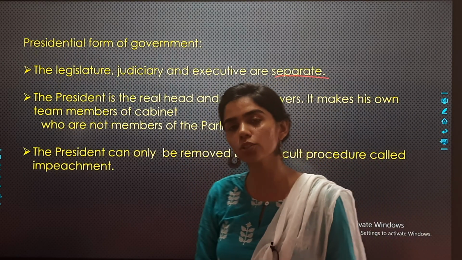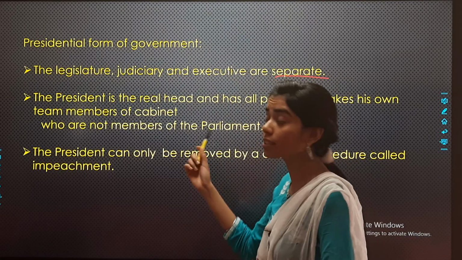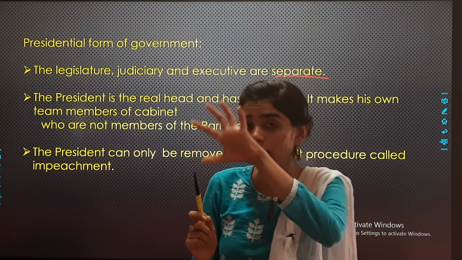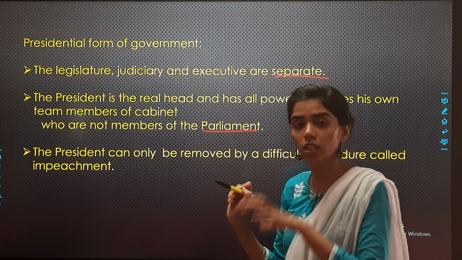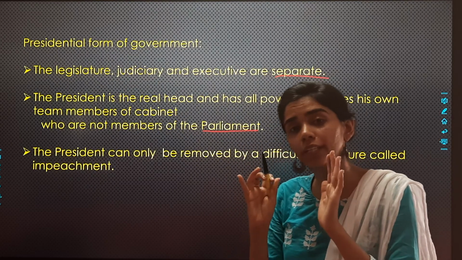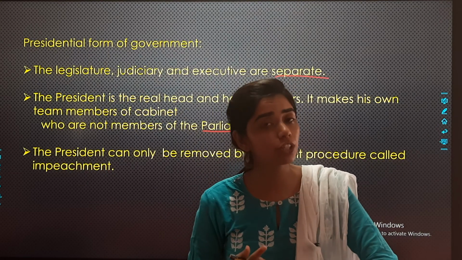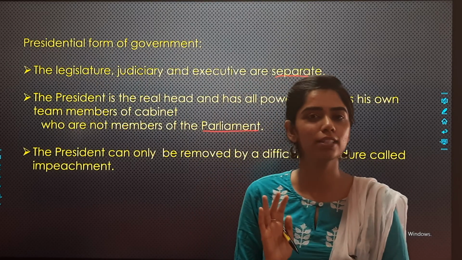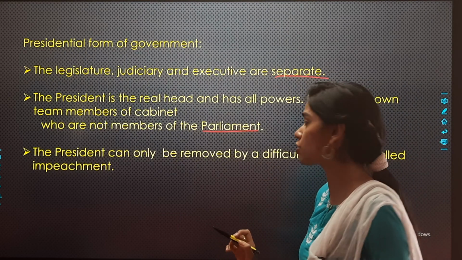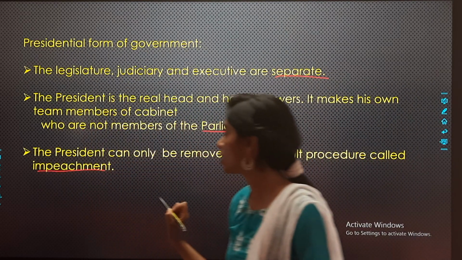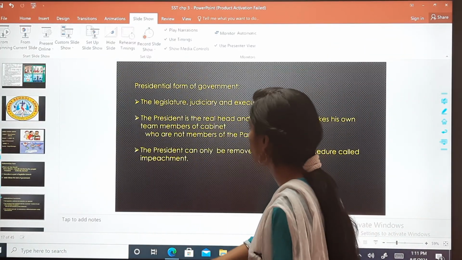Okay, so what does the president do? It has all the powers to take decision, and it makes a team. It makes a member of cabinet. Okay, and they are not members of the parliament. वो parliament का part नहीं होते. They are only the members of the president's team. They guide them in taking decisions, framing laws and policies. And the president can only be removed by a difficult procedure called impeachment. So this was presidential form of government.